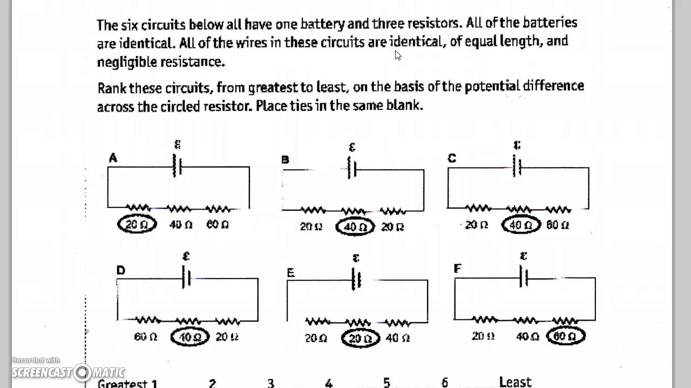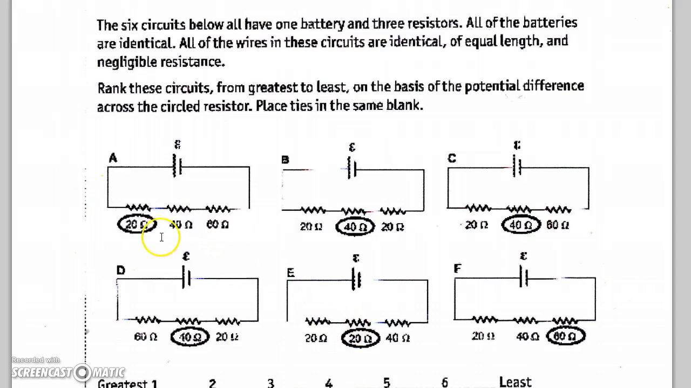Now it's really easy to look at these and say, oh, the 20's got the least volts and the 60's got the most because more voltage happens when there's more resistance. But what we have to take into account is that they don't all have the same amount of overall resistance. In A, for example, 20, 40, 60, there is 120 ohms overall. But in E, 20, 20, 40 is only 80 ohms overall. Obviously, 20 ohms out of 120 is less of a share than 20 ohms out of 80.